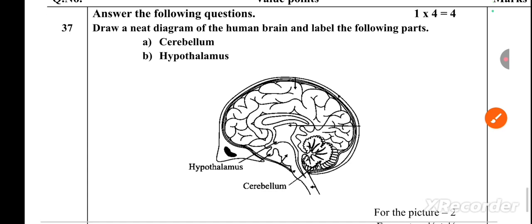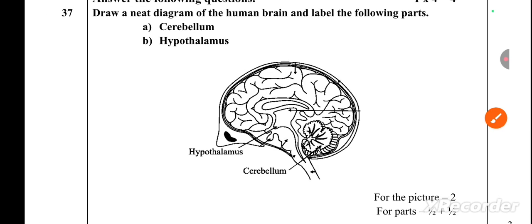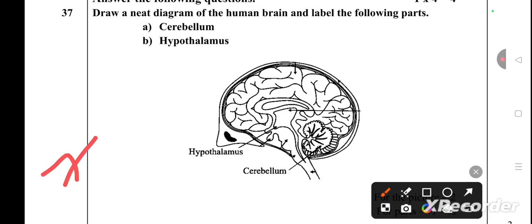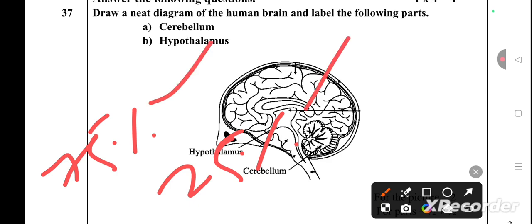Mostly they ask the heart in your main exam. If we take a percentage, 75% heart, 25% human brain. But practice both these diagrams, heart and brain. Out of these two, one must and should come in your exam.